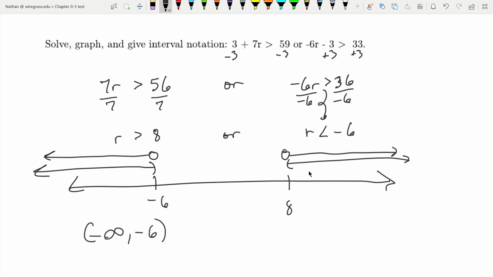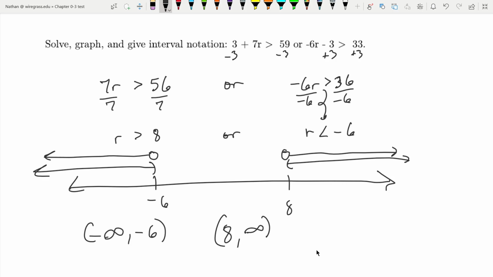And then this one is also part of our solution. And so the lowest value it gets to is positive 8. It doesn't hit positive 8, but that's the lowest value it gets to. And then it continues on indefinitely up to positive infinity. So 8 to infinity, both of those have parentheses next to them.